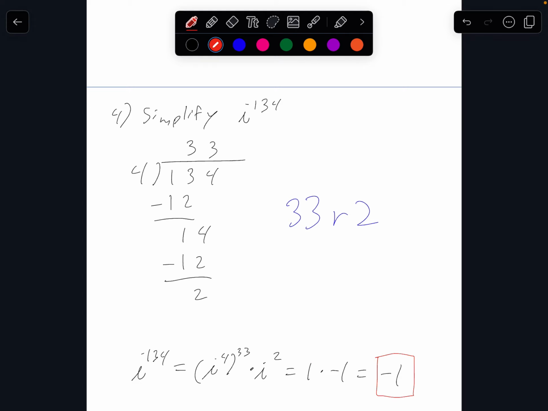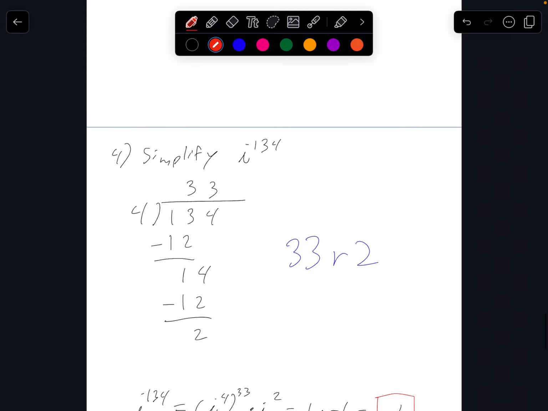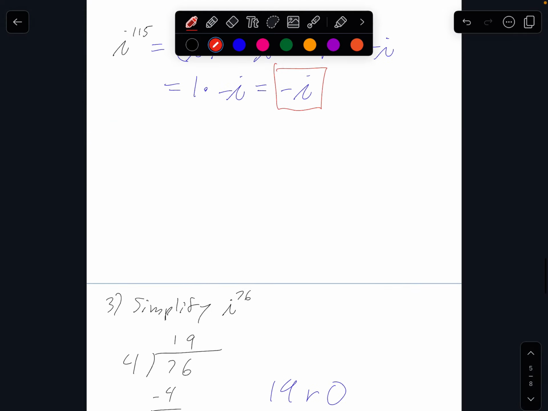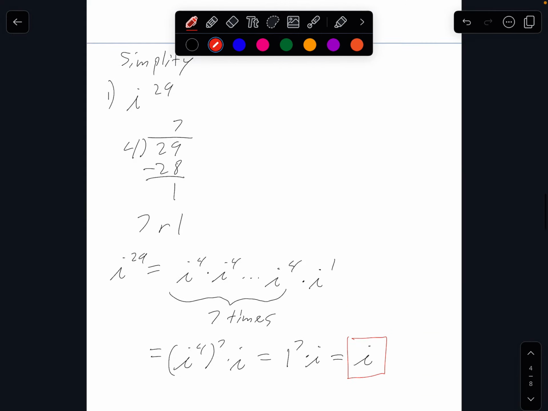So I hope this clears up how to simplify these powers of i. This method can be utilized for any numbered exponent of i in existence.